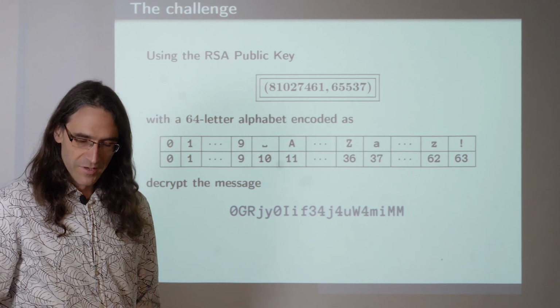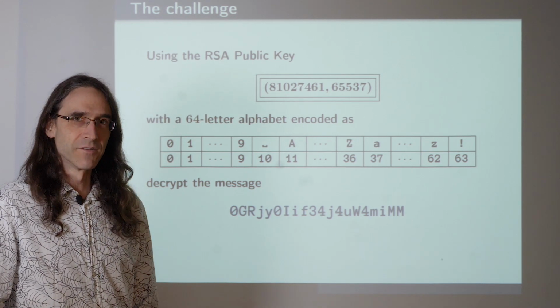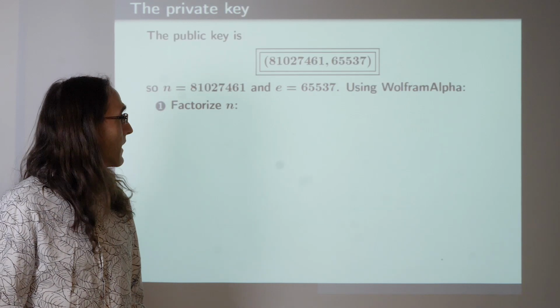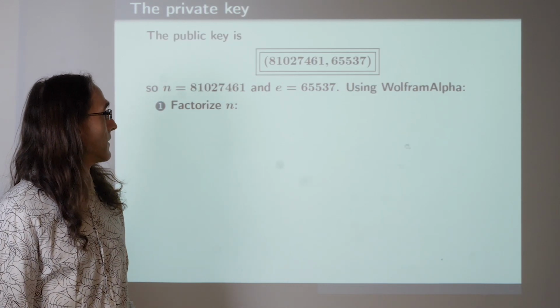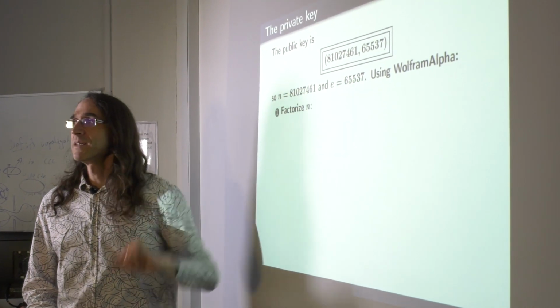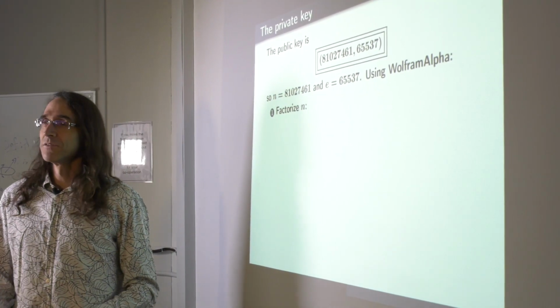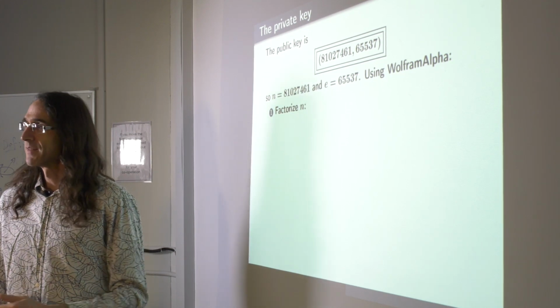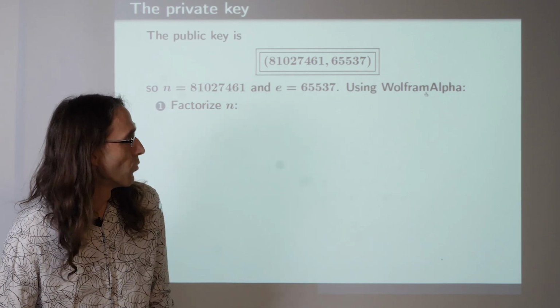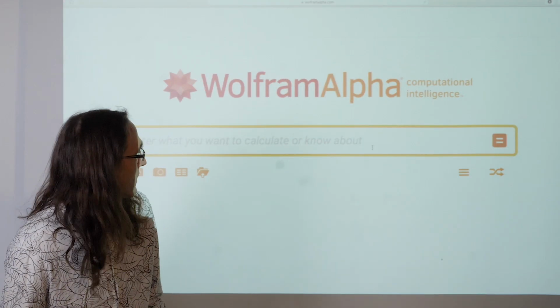Right, so the first stage in decrypting is to work out the private key. So we know the public key, we need to work out the private key. So the public key is made up of these two numbers, so we call them n and e. And the first thing that we have to do is factorize the number n, this 81 billion. Now that's quite a big number, but Wolfram Alpha will do this for us.